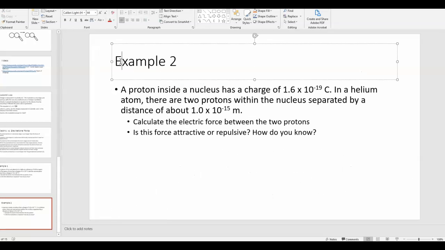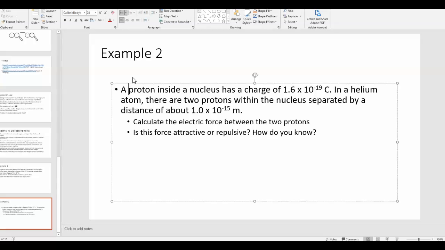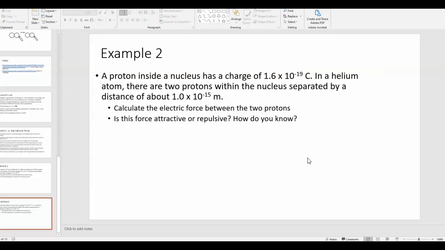Okay, one more example. I want you to try to do this one on your own. Please read this question carefully. So the problem says a proton inside a nucleus has a charge of 1.6 times 10 to the negative 19 Coulomb. And then it says in a helium atom there are 2 protons separated by a distance of 1.0 times 10 to the negative 15 meters. So that means if I have 2 protons, that means Q1 and Q2 are the same, and they're both equal to 1.6 times 10 to the negative 19 Coulomb.